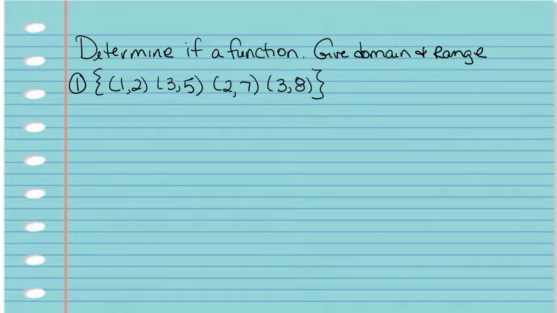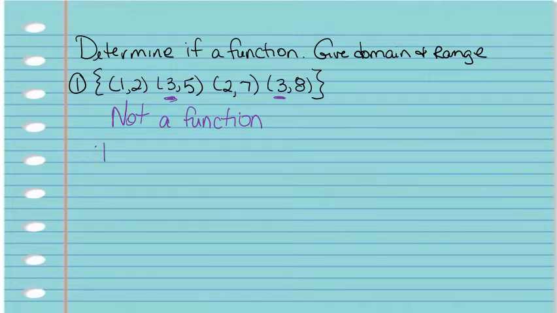We're going to determine if this set of ordered pairs is exactly a function, and then we're going to give the domain and the range. To determine if it's a function, we look for x's that have been repeated. If you'll notice, there are two ordered pairs that have a 3 for the x coordinate. So that is a repeated x, so this is not a function.